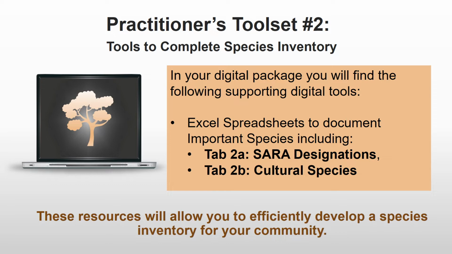Tab 2A, Species at Risk Act Designations, is a fillable, sortable, and searchable table of legislated species that are currently recognized by the federal government as species at risk. You can use this list as a database of important species that may be subject to legal protection or have recovery plans already in place that may prove useful for your land relationship vision.